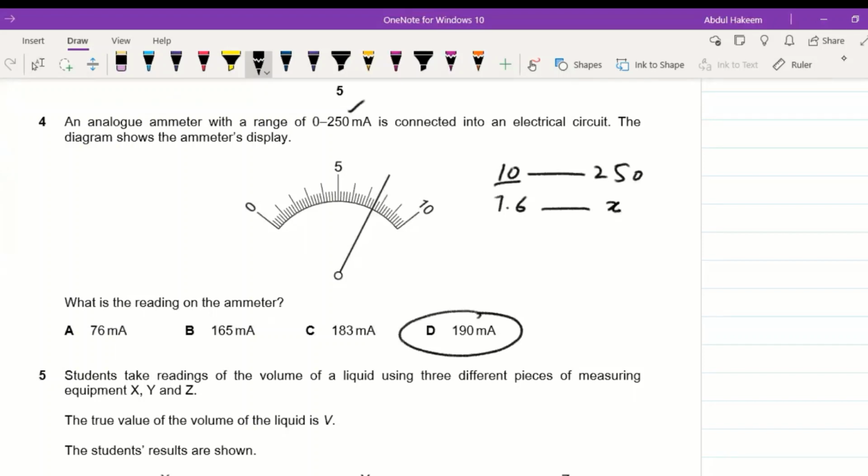So look, 10 scale is representing 250 milliampere, and the pointer is showing 7.6. So for 7.6, we will write 250 divided by 10 multiplied by 7.6, then you will get the answer.